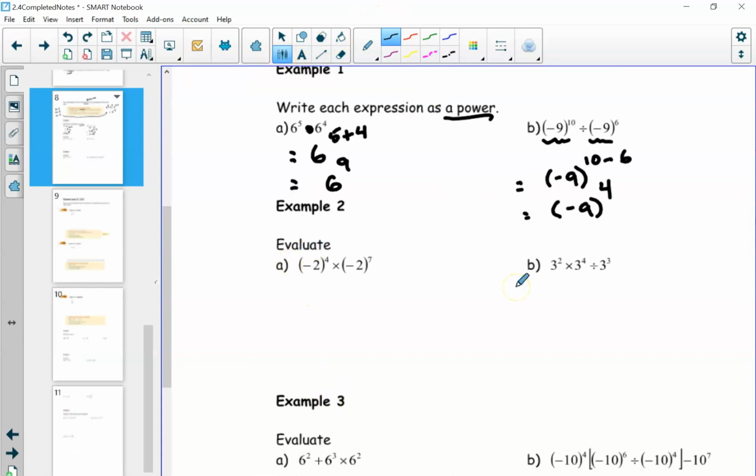Okay, so now we're going to do a few more here. This time we are going to evaluate, which means that we're not just going to take it down to the power like we did here. We're actually going to solve for a final answer. All right, so let's evaluate.